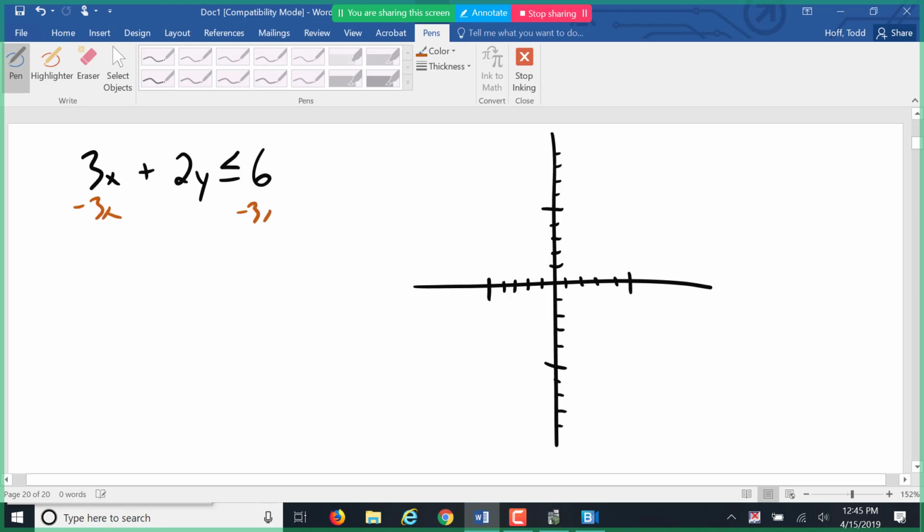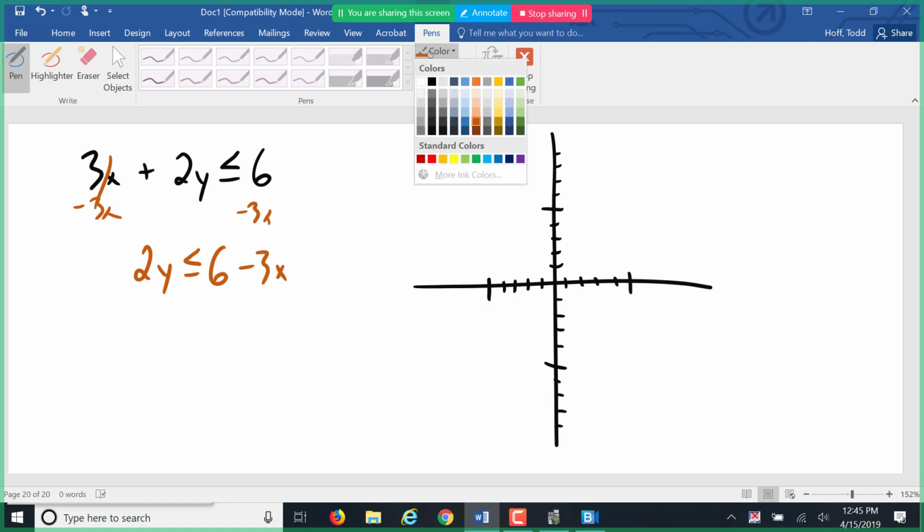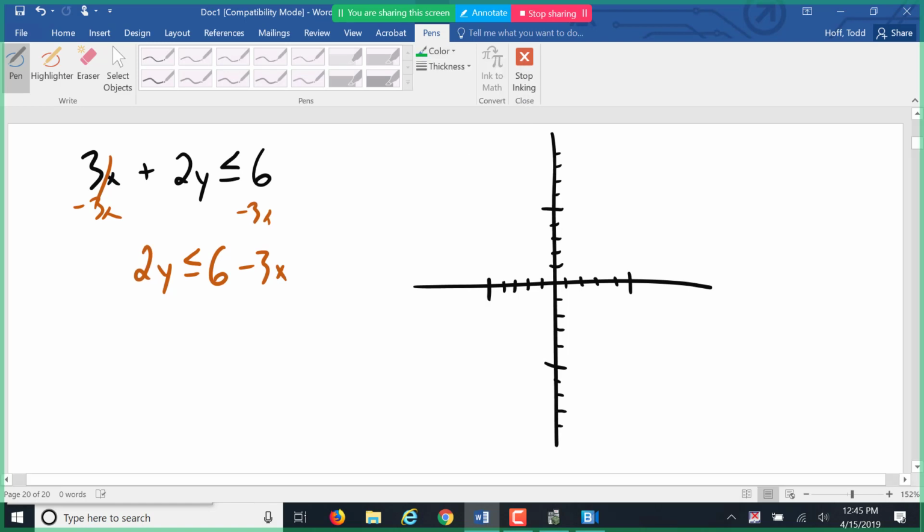We subtract 3x from both sides. We have 2y is less than or equal to 6 minus 3x. What's next? We divide by 2. Y is less than or equal to, we haven't flipped the symbol at all because we didn't divide or multiply by a negative. 6 divided by 2 is 3. Negative 3x divided by 2 is negative 3 over 2 times x.